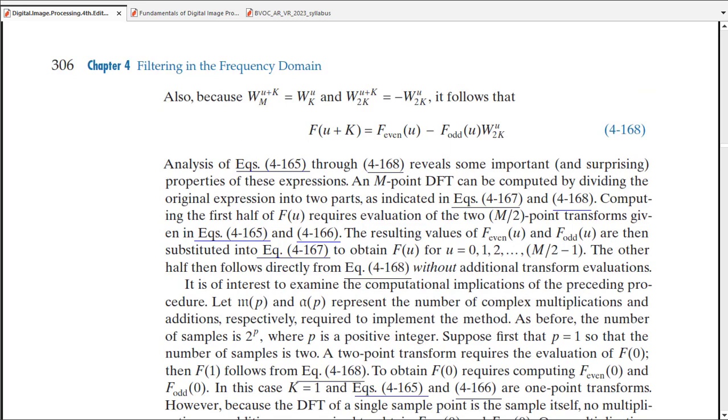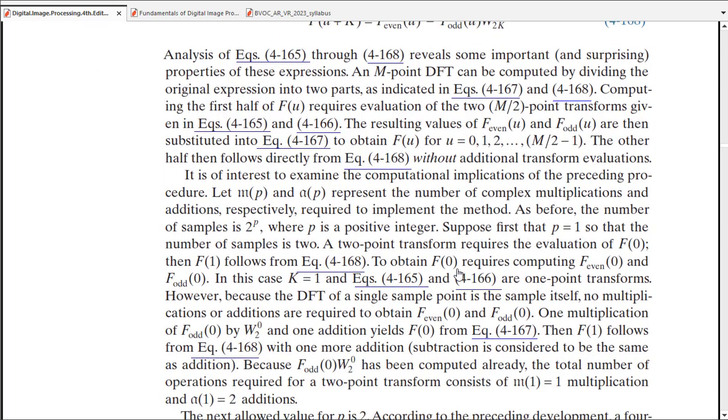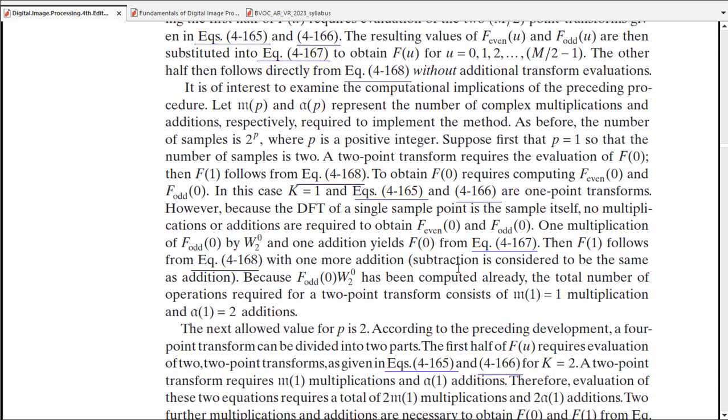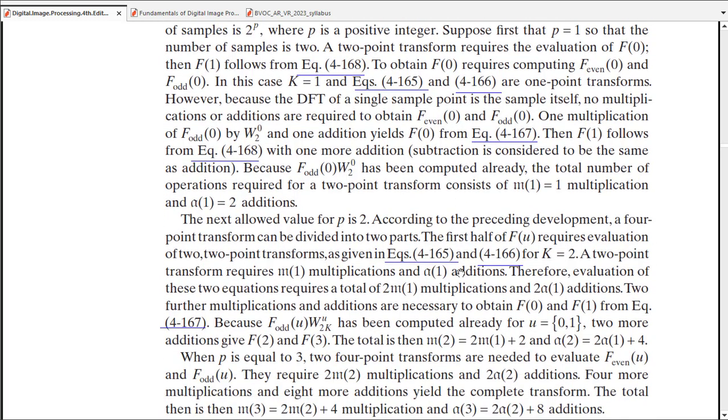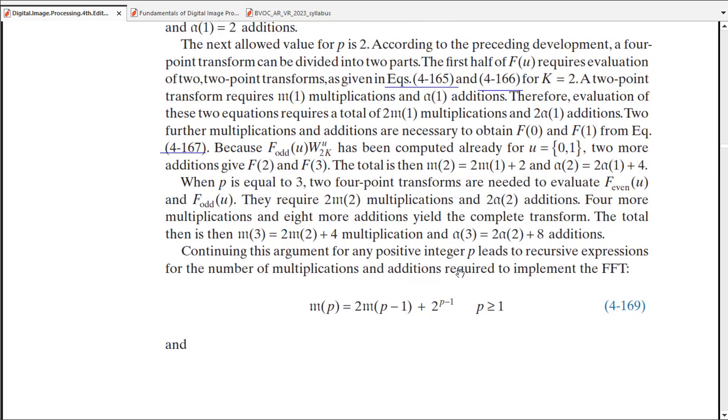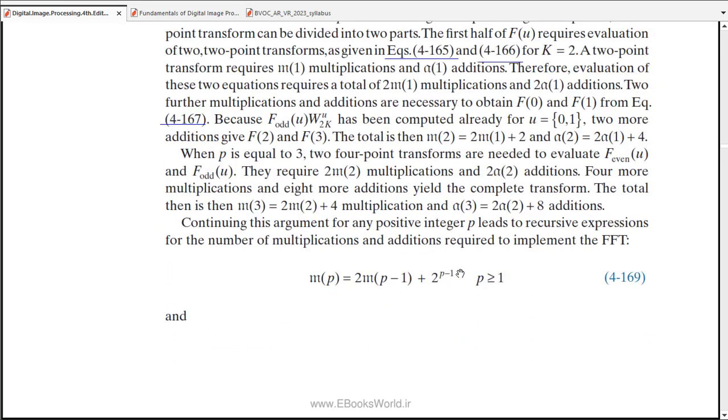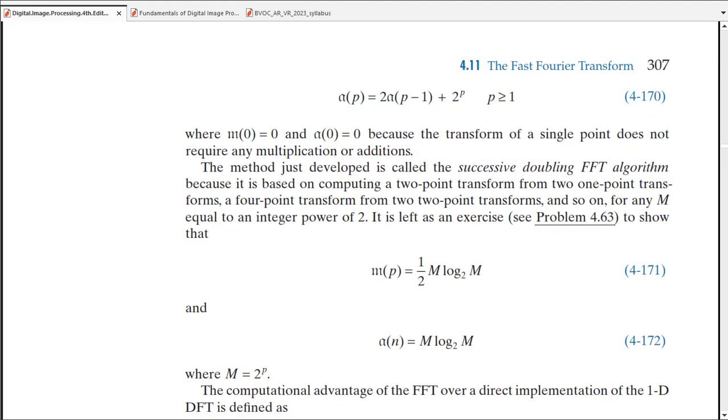Finally, F(u + K) equal to F even(u) minus F odd(u) W_2K^u. This equation is the representation of the transformation, and we analyze it in terms of F odd and F even. To implement this multiplication, we consider the values of M(p) and A(p), the multiplication and addition counts.